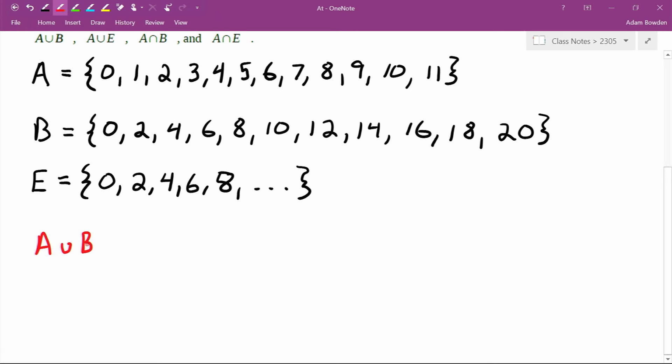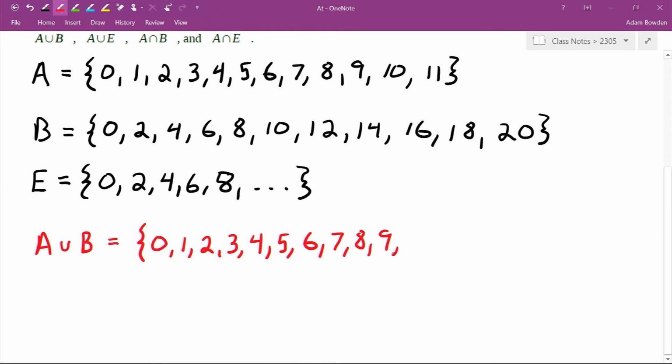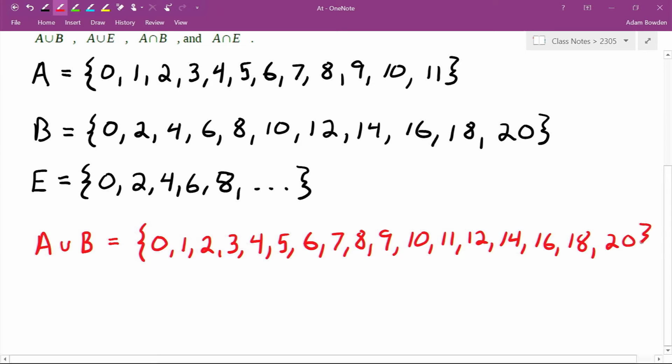We looked at this in the Venn diagrams, but in this case, union again means to join the two sets together, take everything from A or everything in B or in both, and put it all together. So if we do A union B, we'll take all the elements from A along with the elements from B. So it would look like 0, 1, 2, 3, 4, 5, pretty much consecutive numbers here, 7, 8, 9, 10, 11, and then it's going to go 12, 14, 16, 18, and 20.